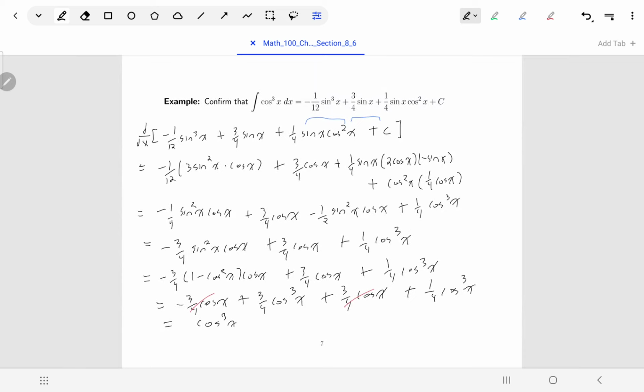We've shown that our indefinite integral is correct. The indefinite integral of cosine cubed is this big expression, and we showed it by showing that the derivative of that expression does simplify to give us cosine cubed.